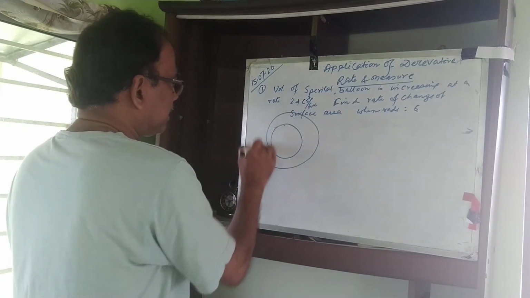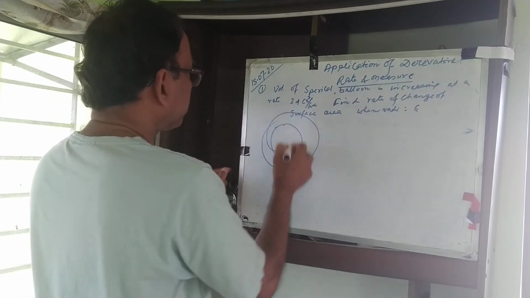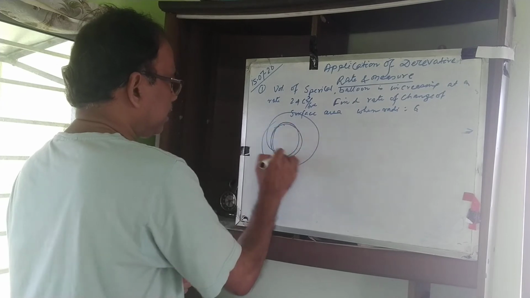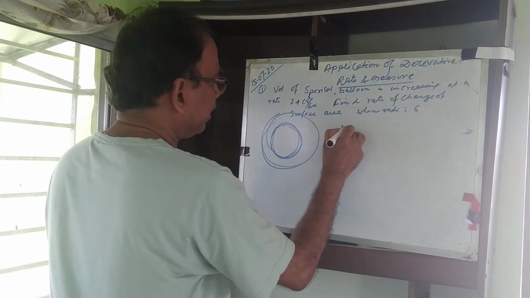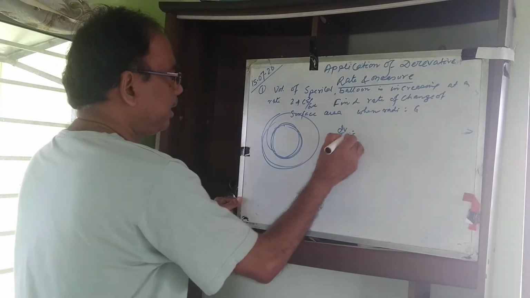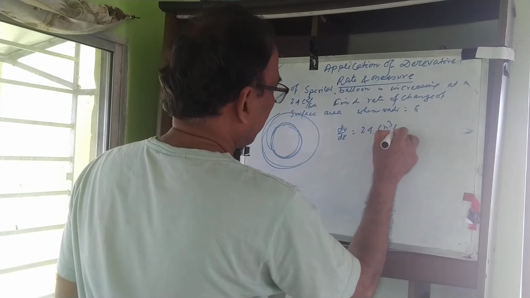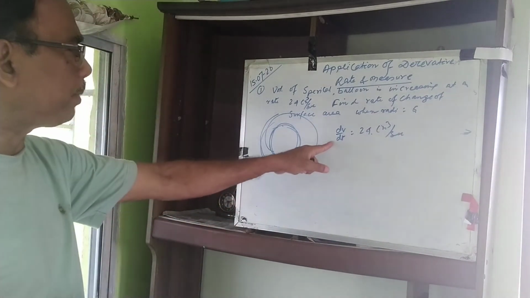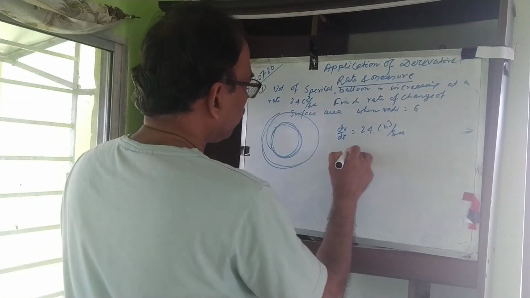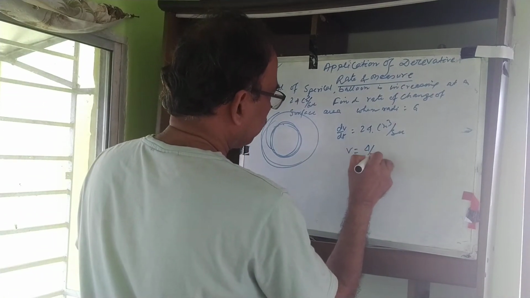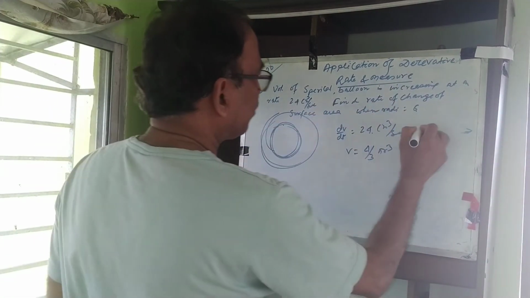Suppose this is a spherical balloon, it is increasing. The volume of the balloon is increasing at a rate dV by dt, and dV by dt is 24 centimeter cube per second, which is given. The formula for the volume of a spherical balloon is 4 by 3 pi r cube. And we have to find the rate of change of surface area.